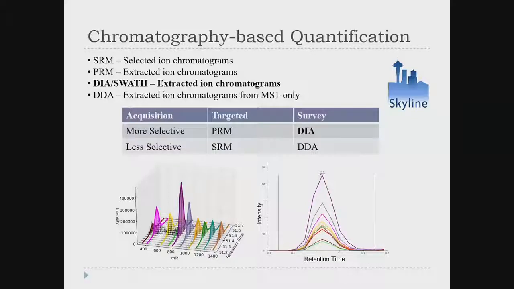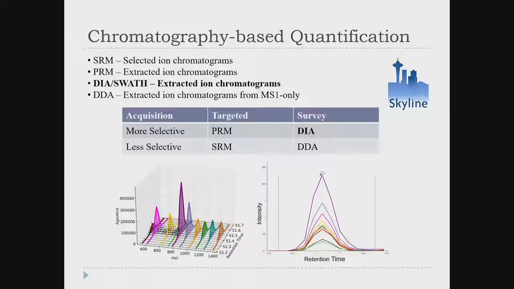In these chromatography-based methods, we extract chromatograms. We've been talking about this for a day and a half now. This is the way they get shown in Skyline, and we use the area under these curves as a proxy for peptide quantity. And so these are the four different methods that Skyline supports.